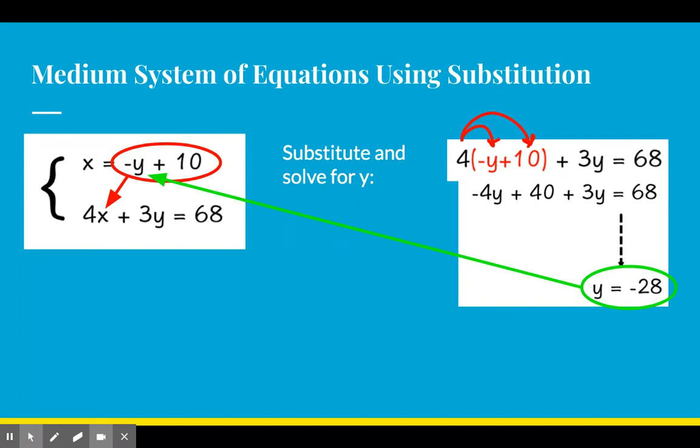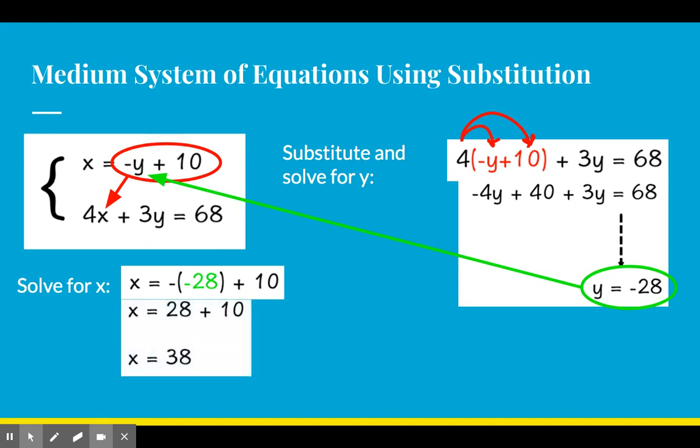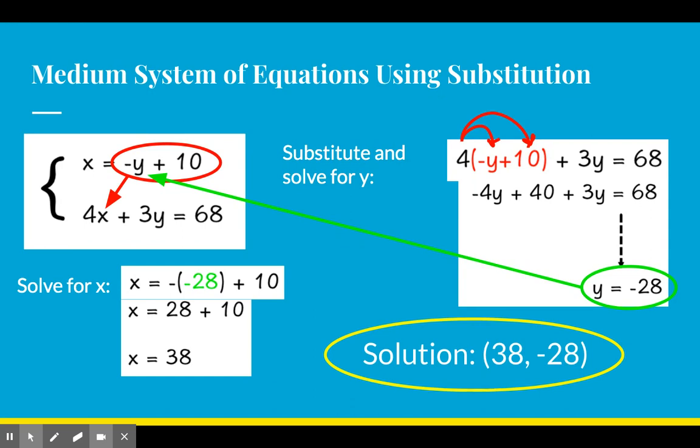So now, this time we have y, we need to find x. So I plugged in negative 28 for the y in that equation. And when you simplify it down, you're going to get 28 plus 10, which is 38. So my answer, remember, it has to be an ordered pair, is 38 comma negative 28. So this one was just a little bit harder because we had to remember to distribute when we plugged in the x for that second equation.